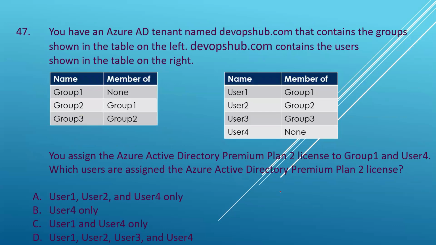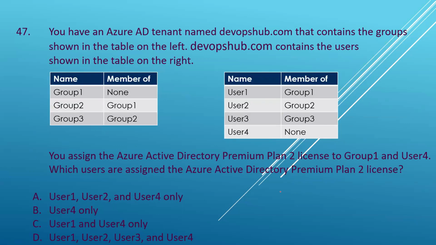You have an Azure AD tenant named DevOpsHub.com that contains the groups shown in the table on the left. DevOpsHub.com contains the users shown in the table on the right. Now, on the left table, we have 3 groups, group 1, group 2, and group 3. And then we are shown with the membership of these groups.